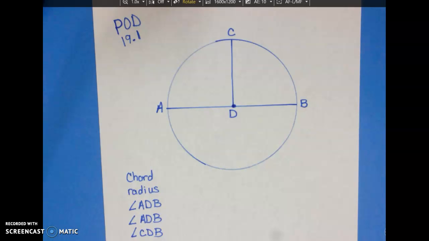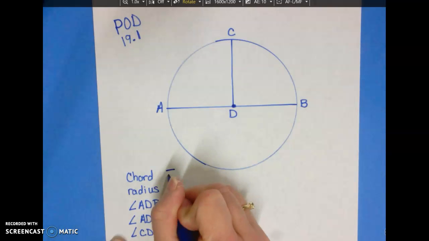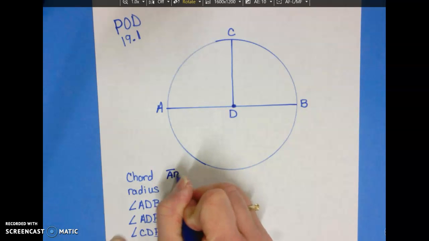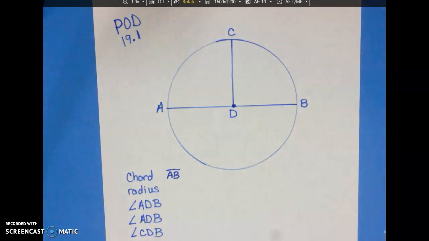Any diameter that you could see in a circle would be able to cut that circle completely in half. It is also, by definition, a chord. A chord is a line from edge to edge. And so that chord AB, it would be segment AB, would be a chord of the circle.